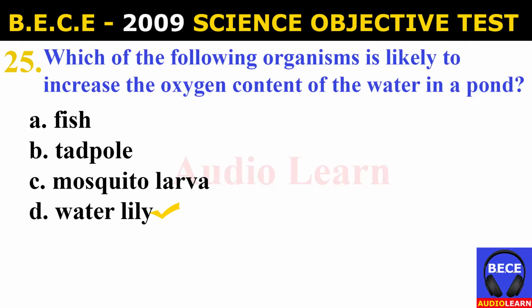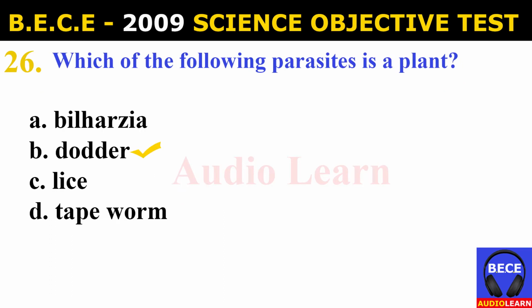Number 25. Which of the following organisms is likely to increase the oxygen content of the water in a pond? A, fish. B, tadpole. C, mosquito larva. D, water lily. And the answer is D. Water lily. Which of the following organisms is likely to increase the oxygen content of the water in a pond? D, water lily.